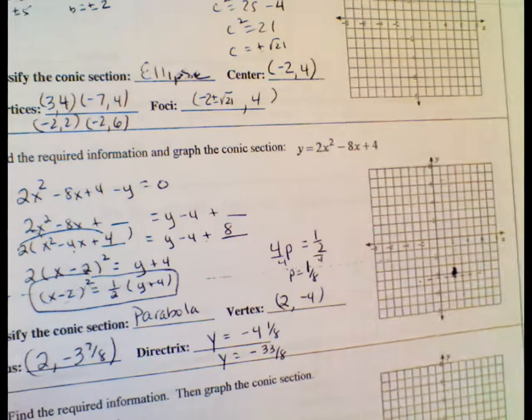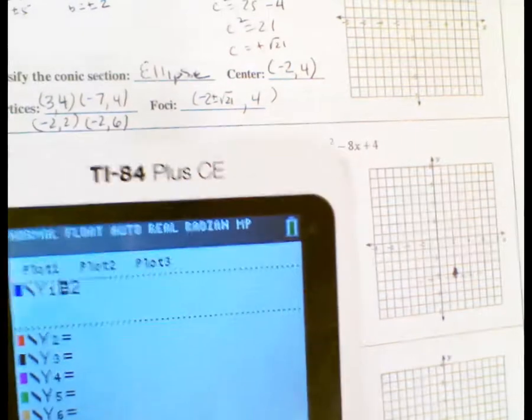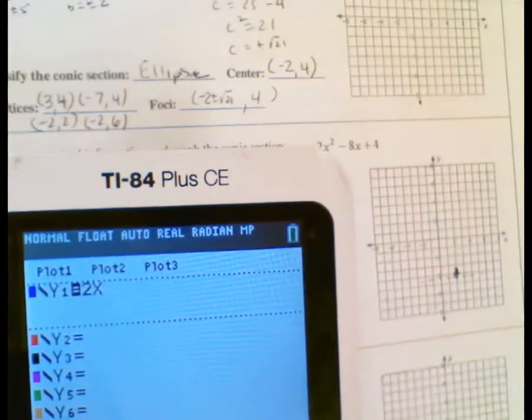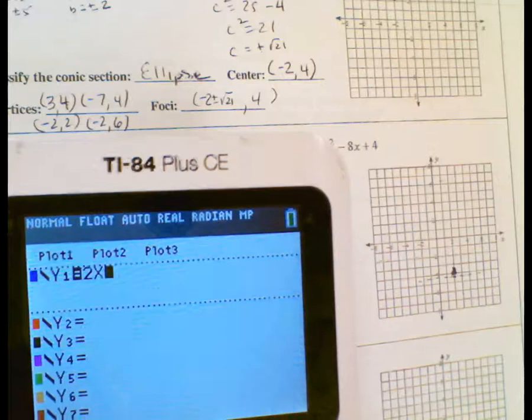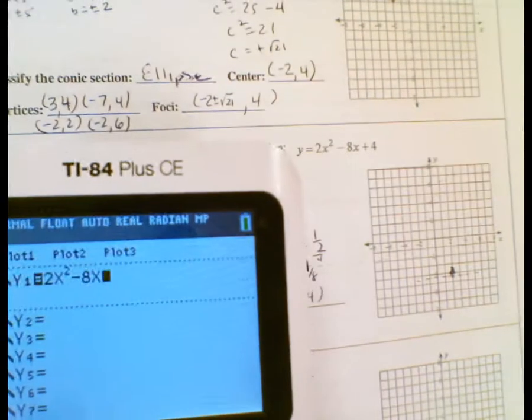If you want to get exact points, you can punch in the 2x squared from the beginning. Sorry about the announcements. 2x squared minus 8x plus 4.